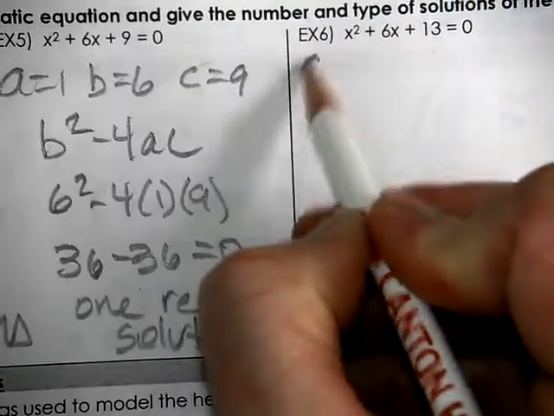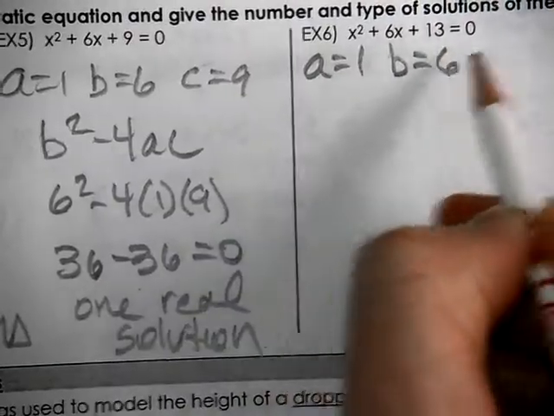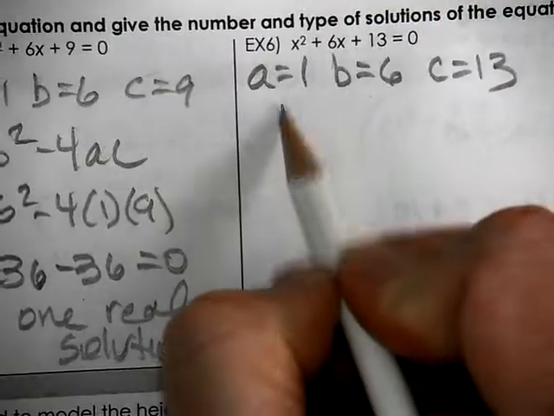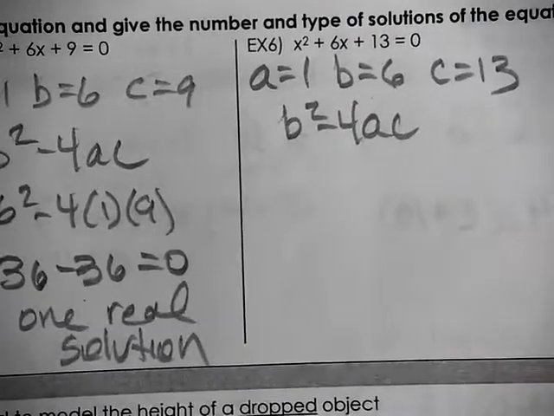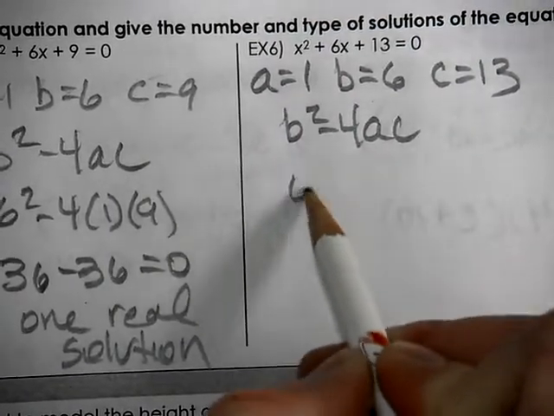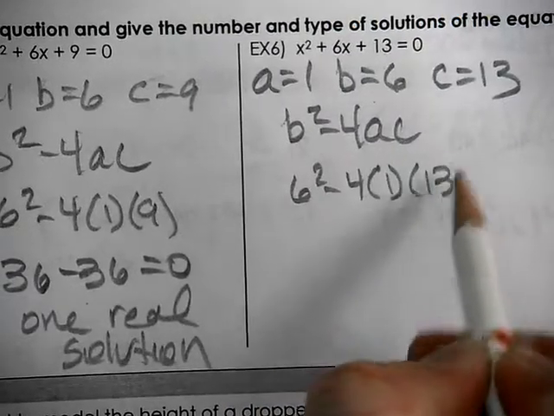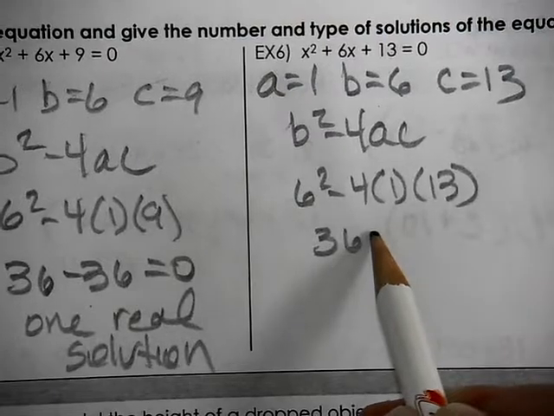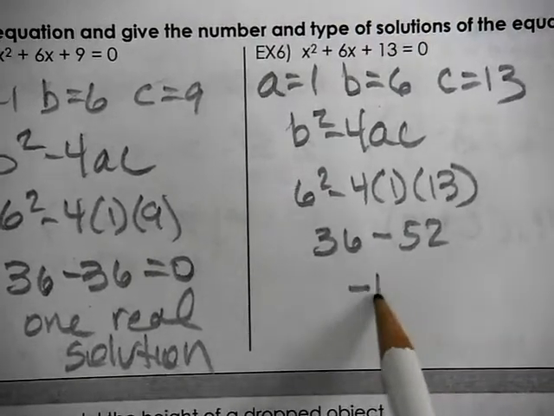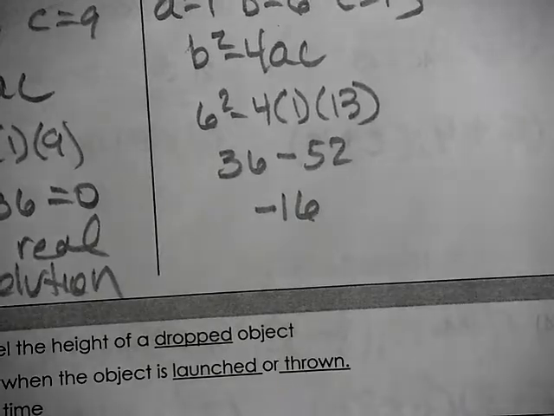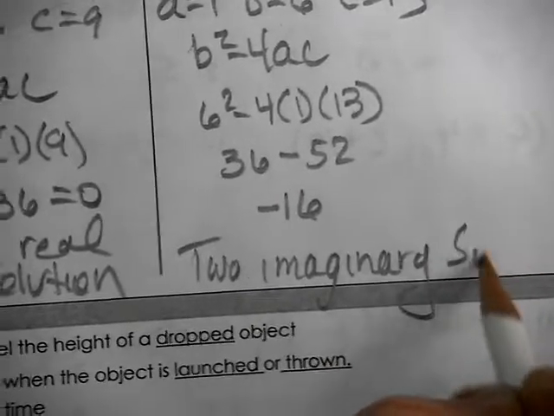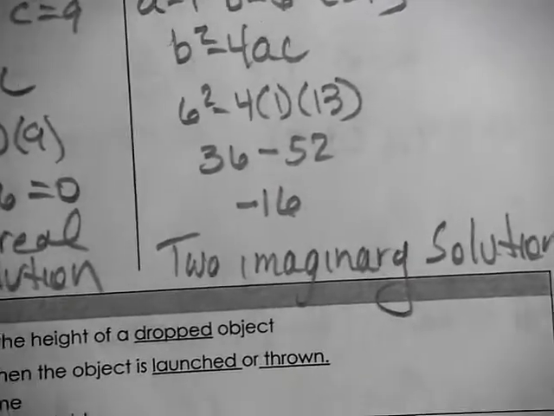Then our last one, the a value is 1, the b value is 6, and the c value is 13. So using b squared minus 4ac, because that's the discriminant, that's the part that's inside the square root of the quadratic formula. 6 squared minus 4 times 1 times 13, 36 minus 52, that gives us negative 16, that gives us 2 imaginary solutions.